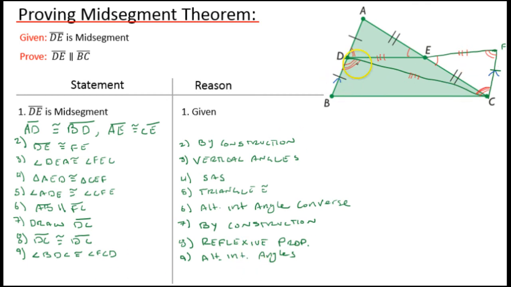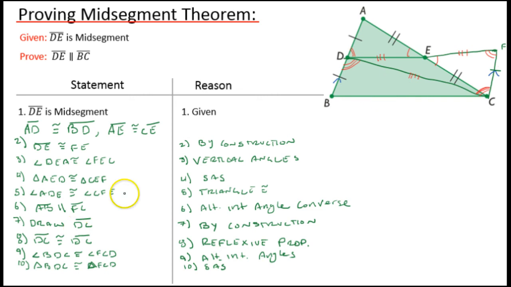If that's the case, we now have enough information to prove that this triangle down here is exactly the same as this triangle by side, angle, side. So we have a side here, an angle here, and another side there. So I'm going to write that as my 10th step. Triangle BDC is congruent to triangle FCD, and that is by side, angle, side.